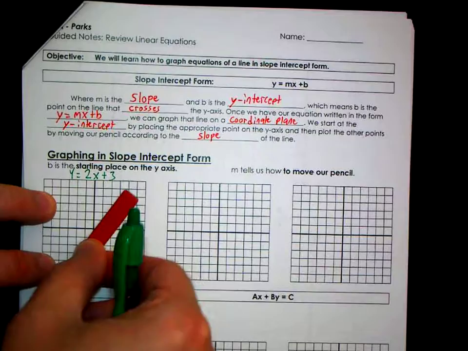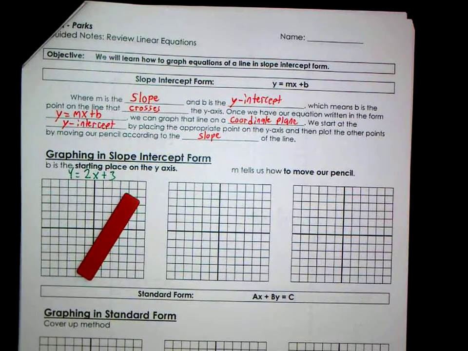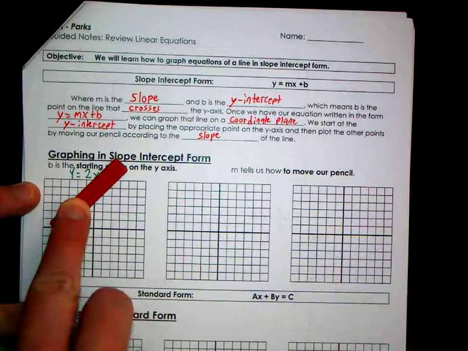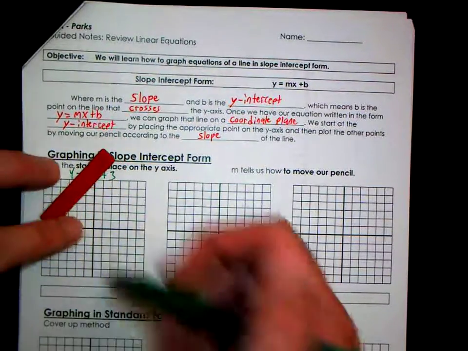So what I want to graph is y equals 2x plus 3. Which would be positive. Puff, puff, positive. And I know it's positive because the 2 is positive. The coefficient of x is positive, so it's going to go up. Where's it going to start? On the 3, right? So I'm going to go over here.